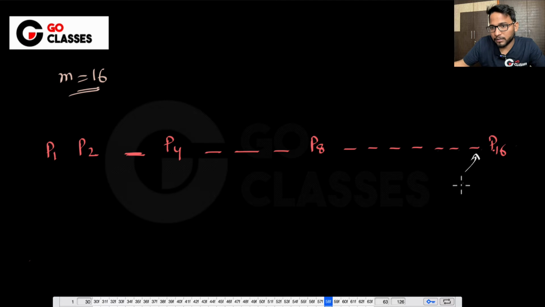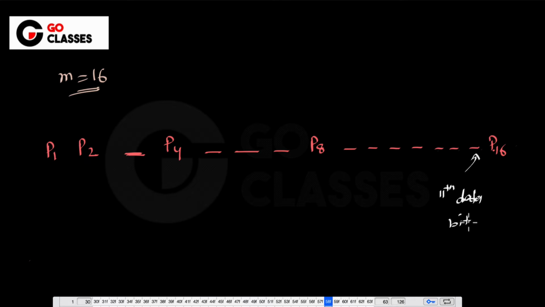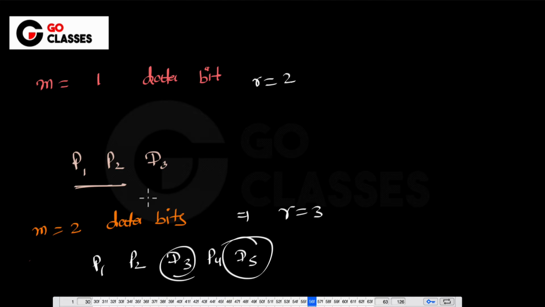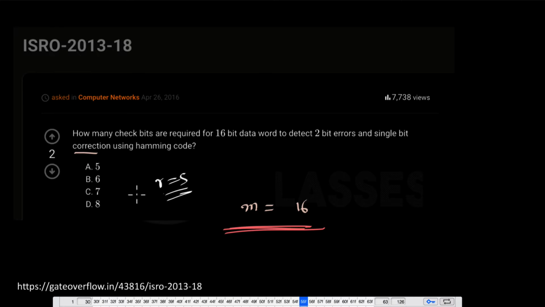It will be the 11th data bit, and you just need 5 more. So you can definitely accommodate 5 more before this P32, right? So that's why you just need 1, 2, 3, 4, 5. You just need 5. Okay. So here R equal to 5 you need. But is this how we are going to solve the question?